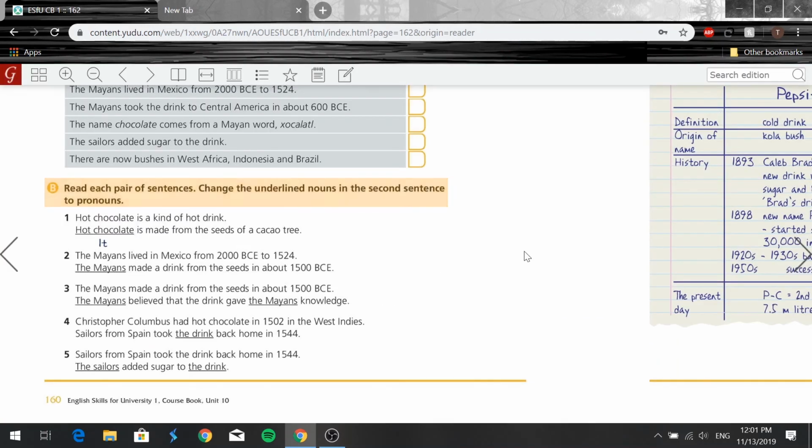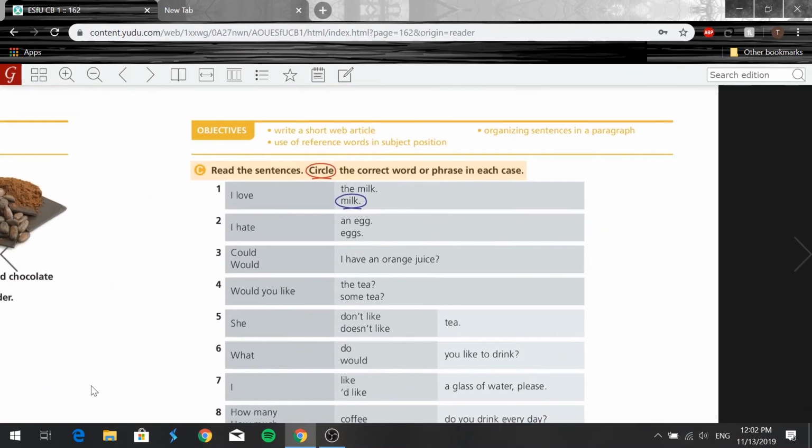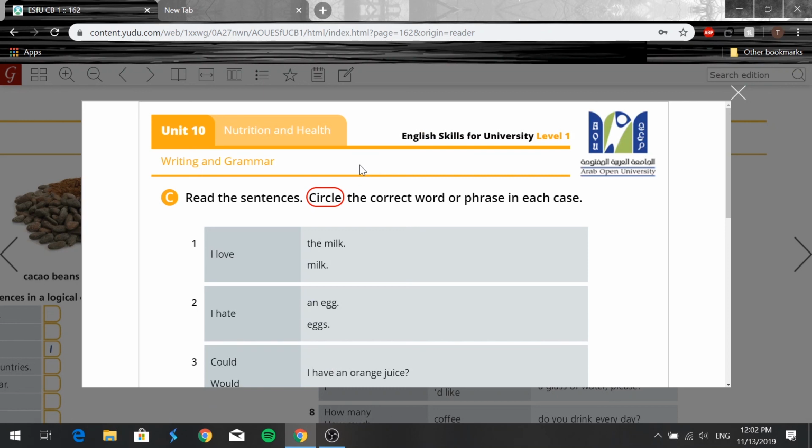Now let's move on. What do we have here? We have to read these sentences and circle the correct word or phrase in each case. Okay, so: I love milk or the milk. I'll obviously say milk. Why? Because I don't use articles with verbs like love and hate.